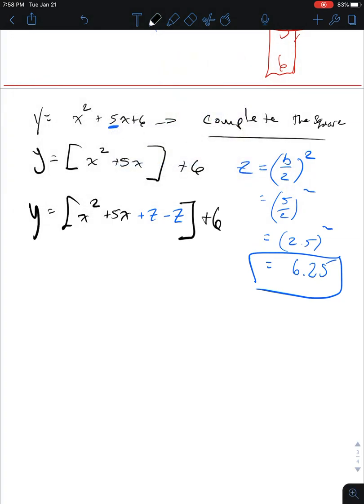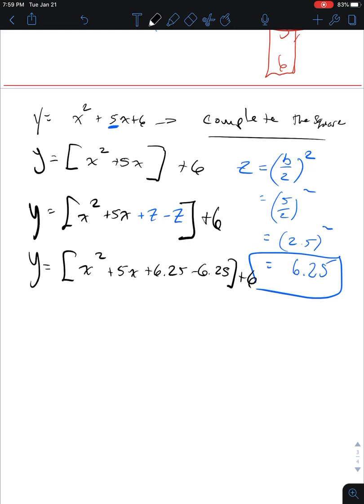Leave it for a sec. I'll step you through it and then you can make conclusions. So what are we going to do? You're going to take that minus Z, or minus 6.25, and put it on the outside of the bracket after. I'm going to do something on the inside first. So I've just added it and subtracted it.